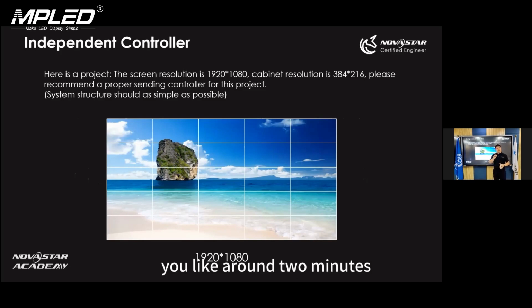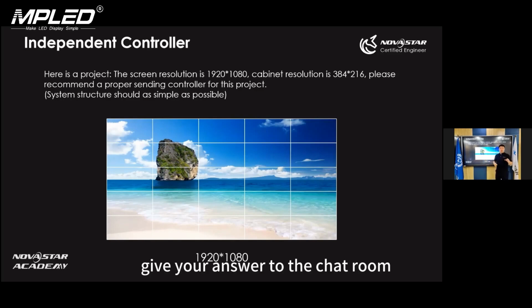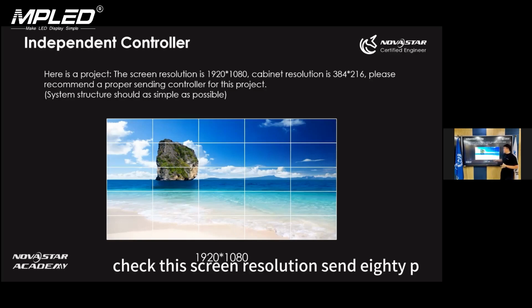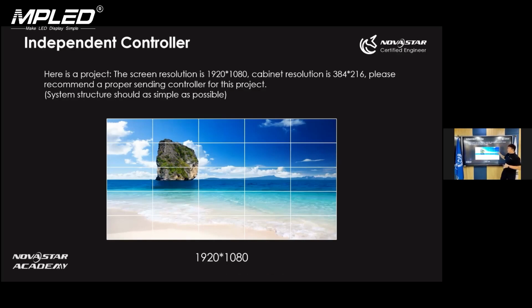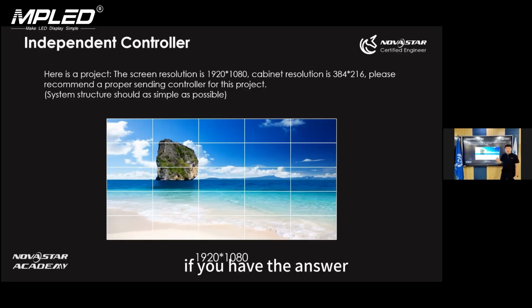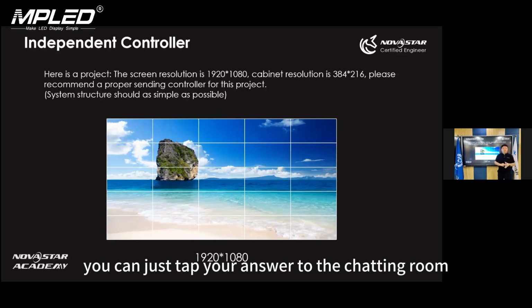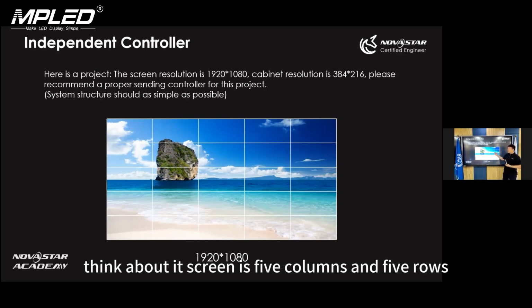I will give you around 2 minutes. You can think about this project and give your answer in the chat room. Check this: the screen resolution is 1080p and the cabinet resolution is 384 by 216. What is the best choice for this project? If you have the answer, just type it in the chat room and I will check with the host. Think about it. The screen is 5 columns and 5 rows.